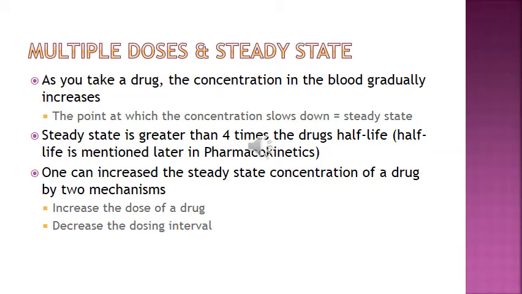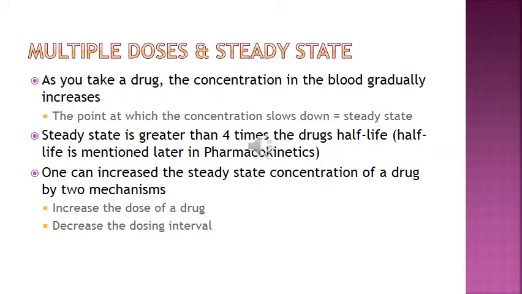And usually what they say is it's greater than 4 times the half-life, which we sort of talked about a little bit already, but we're going to mention a little bit more in the pharmacokinetics portion of the discussion. So 4 times the half-life of the drug is the point at which the concentration of the drug will kind of reach that steady state.